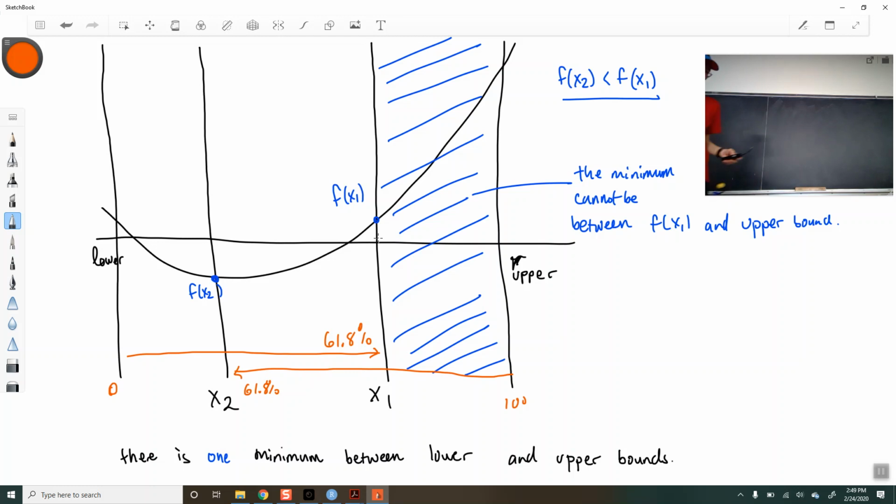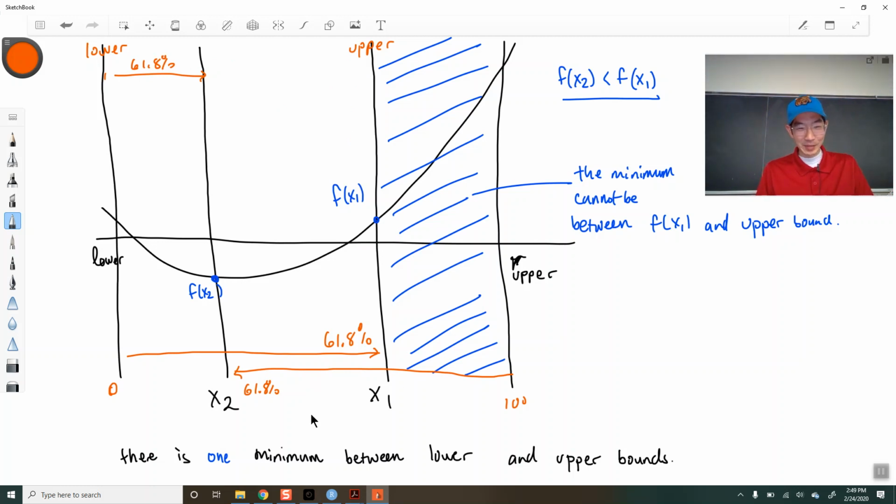Not a good picture, but after I eliminate this side, this is my new lower bound and this is my new upper bound. This again, terrible picture, ends up being 61.8% of the way from the lower to the upper bound. I apologize, my picture is bad.